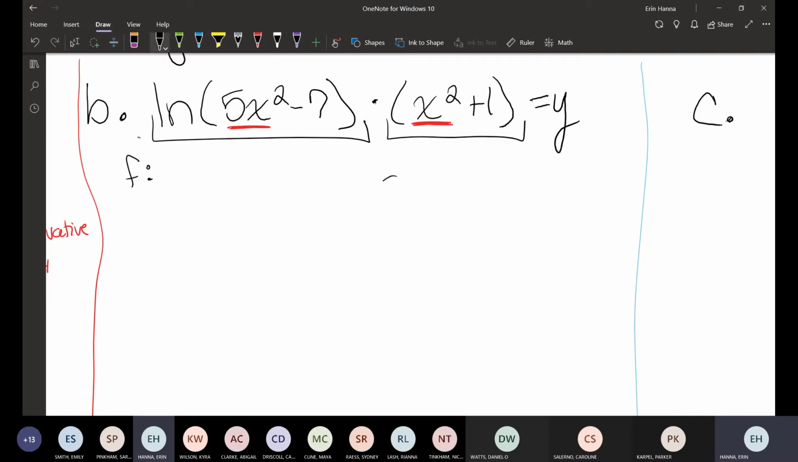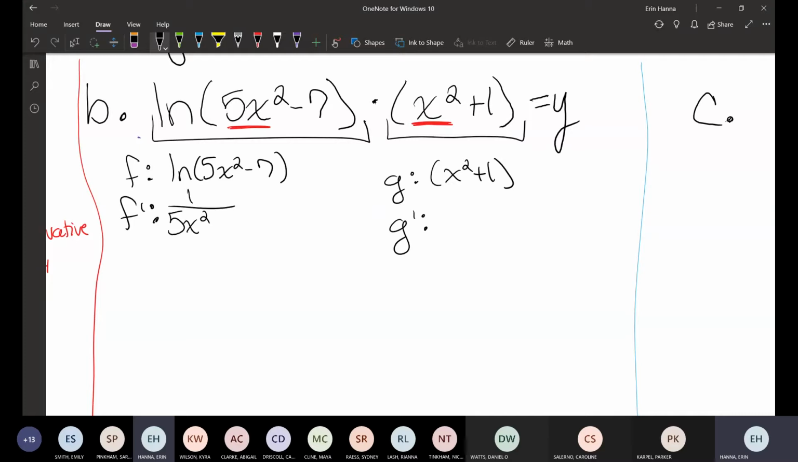So if I do my little chart, I have natural log of 5x squared minus 7 and x squared plus 1. Take the derivative of each piece. Here we have a chain rule for that first piece. The outside function is the natural log, so we would get 1 over the inside. Chain rule says to then take the derivative of the inside, so we need to take the derivative of 5x squared minus 7, so you get 10x minus 0. I'm just not going to write the minus 0. The derivative of x squared plus 1 should give you 2x plus 0.